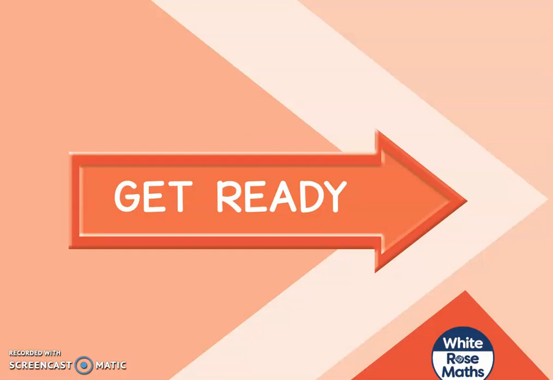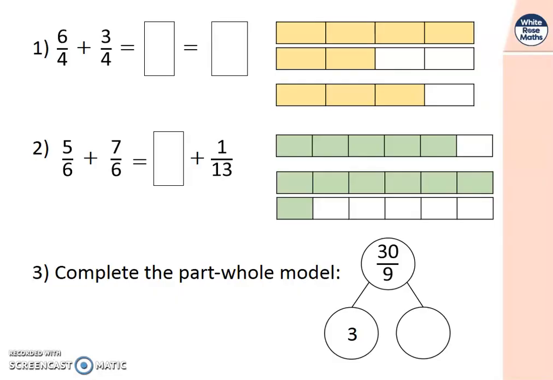Let's get ready using some of our skills from previous lessons to help us do this today. Pause the video and have a go at numbers 1 to 3 as your warm-up activity. Let's see how you did. Did you notice that the bar models on the right-hand side are there to help you and support you to do the questions? 6 quarters, which is what's shown here, add 3 quarters, which is what's shown here.